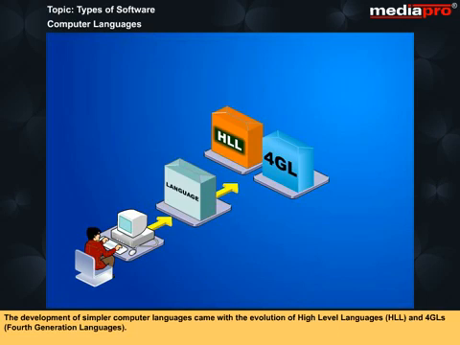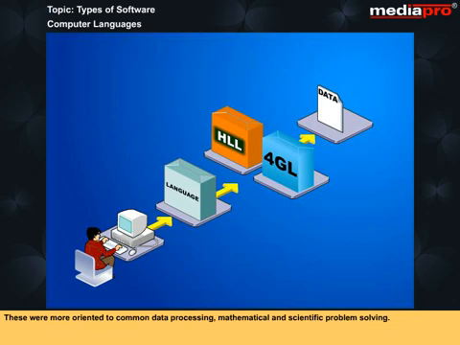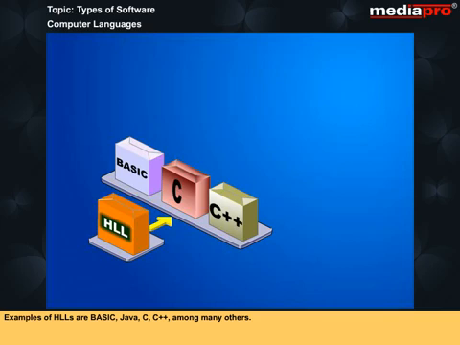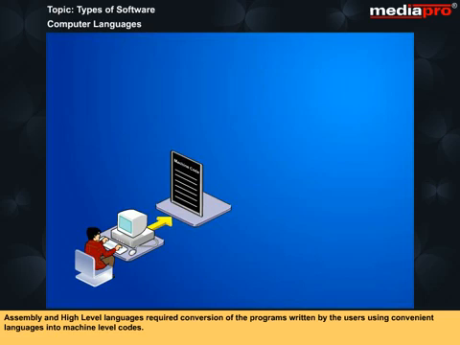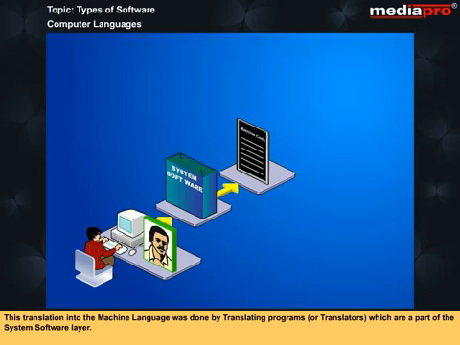The development of simpler computer languages came with the evolution of high-level languages or HLLs and 4GLs or fourth generation languages. These were more oriented to common data processing, mathematical and scientific problem solving. Examples of HLLs are BASIC, Java, C, C++, amongst many others. The simplicity in learning and using these languages to develop application solutions has paved the way for an explosion of programmers worldwide. Assembly and high-level languages required conversion of the programs written by the users using convenient languages into machine-level codes. This translation into the machine language was done by translating programs or translators, which are part of the system software layer.